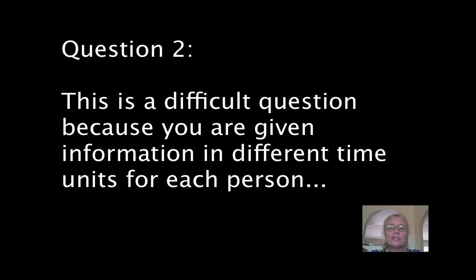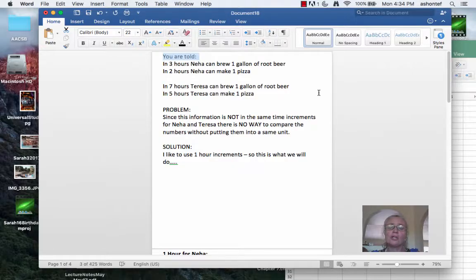Okay, moving on to question 2. This question is probably the most difficult one in this chapter 3. The reason it's more difficult than the other questions is because the information you're provided is not in what I call like terms. So what I've done here is I've typed up a way to show you what to do. And just to overview, in the question you're given some information.